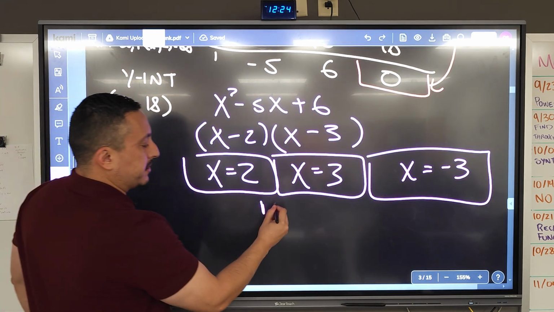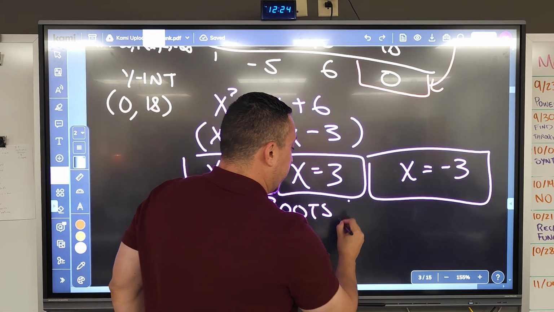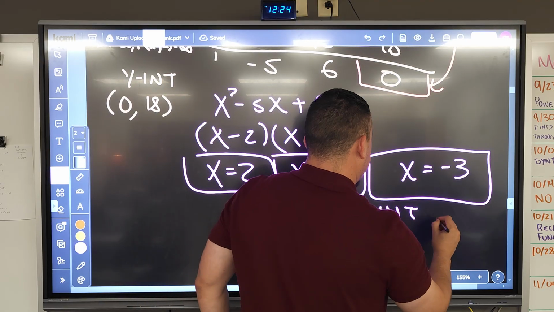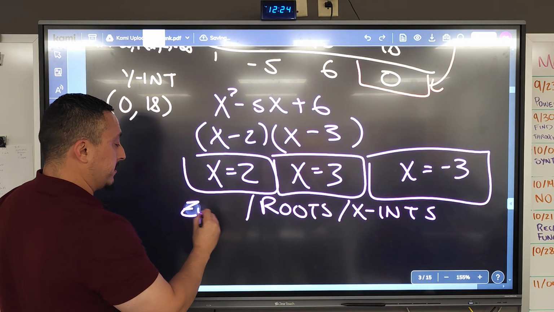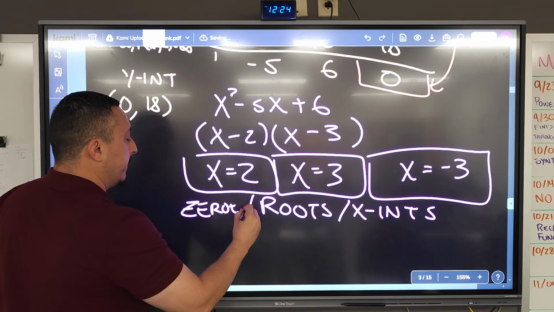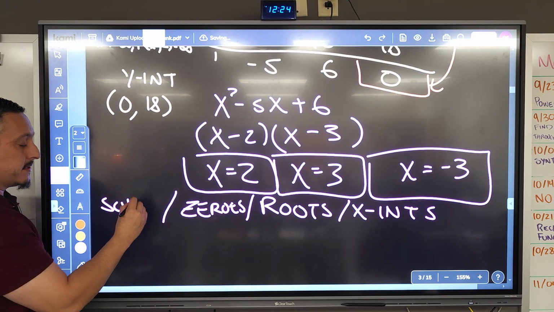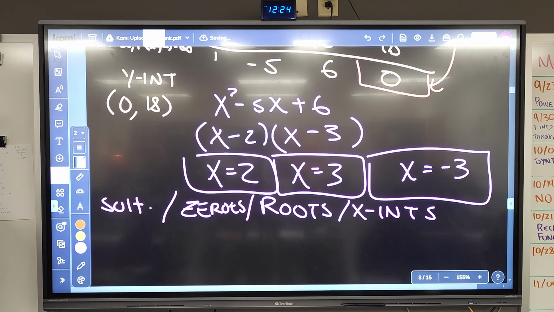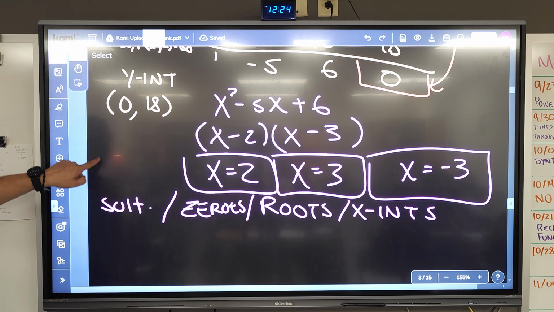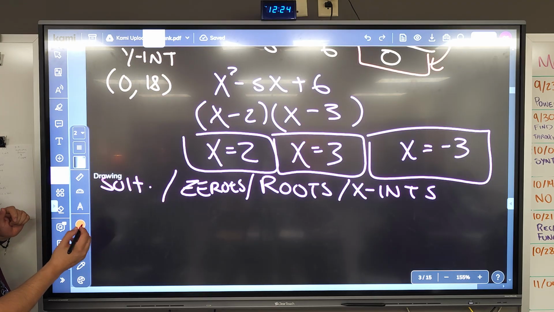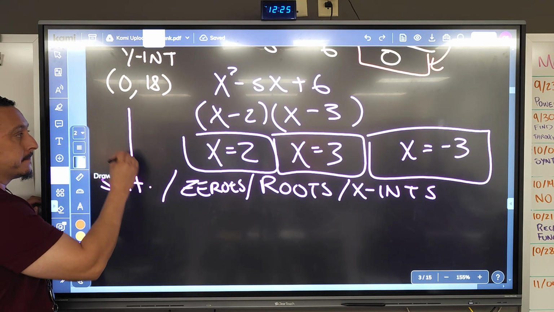Okay, all these are my roots. All these are my x-intercepts. That means the same thing. All these are my zeros. Solutions. Those 4 words mean the same exact thing. The other ones we couldn't finish. This one we can. It has all the information we need. So we can sketch this very accurately.